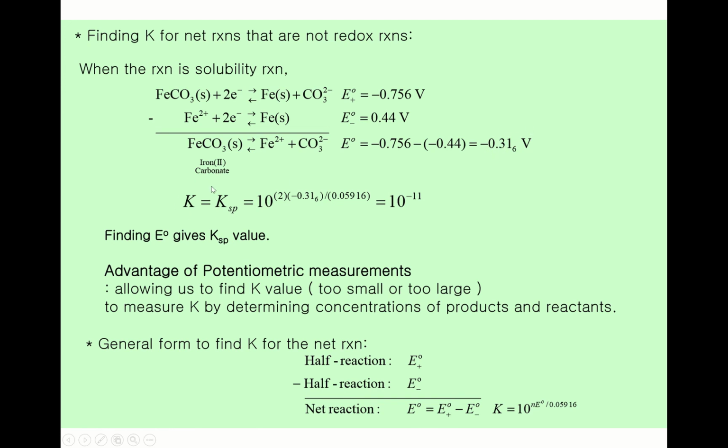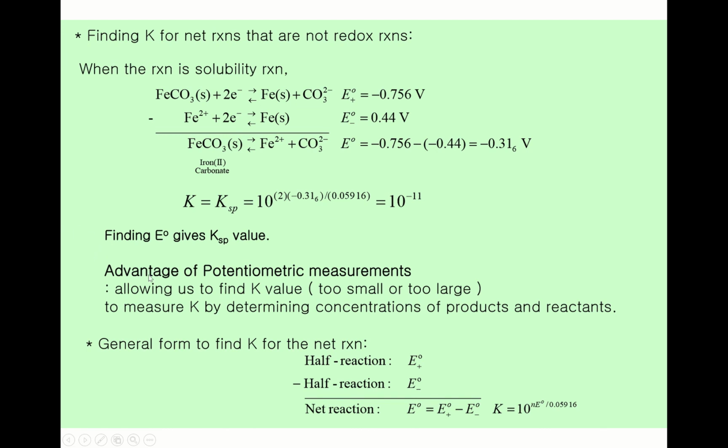Now apply this equilibrium constant equation. In this case, the equilibrium constant is KSP, which equals 10 to the power of 2, since there are 2 electrons here, times this potential difference divided by this constant, and it gives 10 to the minus 11. So without doing any experiments, we can very easily calculate the KSP for this material.